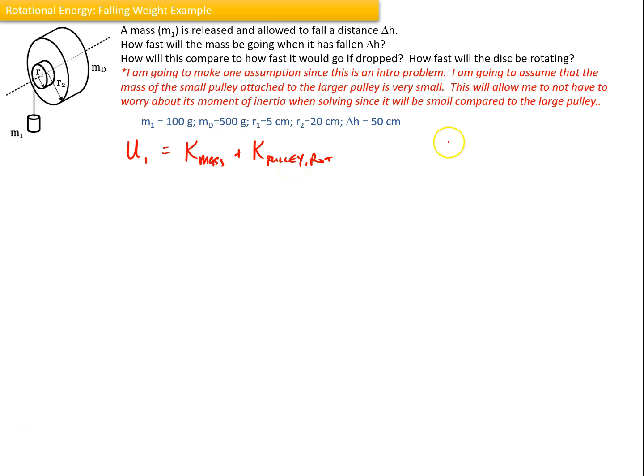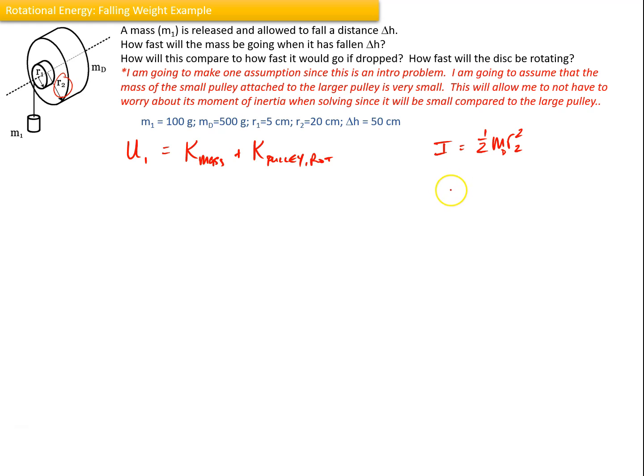For the pulley, we're going to use the moment of inertia of the pulley. Let's assume it's a cylinder. It's just going to be 1/2 m r squared, where r is the radius of the disk, which is 2 in our situation, and m is the mass of the disk, m d.